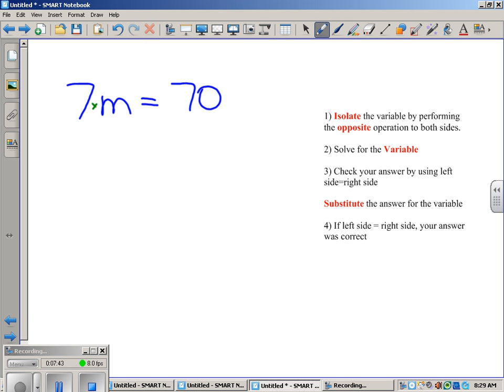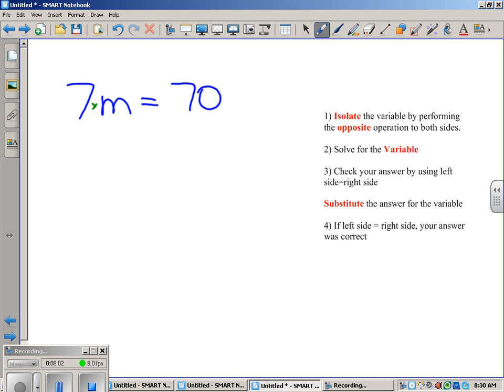Now remember that the opposite of multiplication is division. So what we have to do is divide both sides so we can isolate that m. We want m by itself. So whatever's over there with the m, we want gone. We want it over on the other side. So I'm going to have to divide by 7 to make that happen.